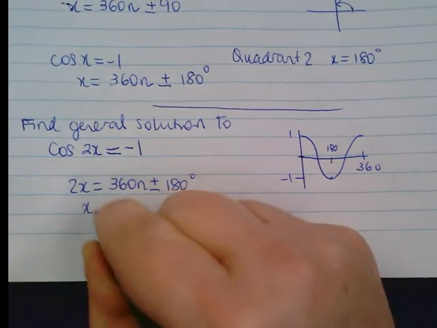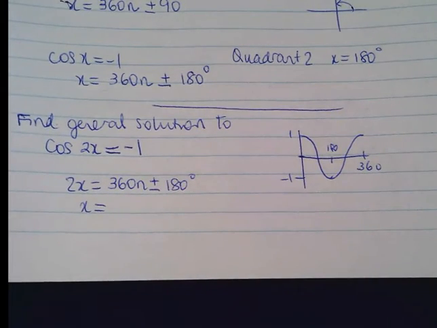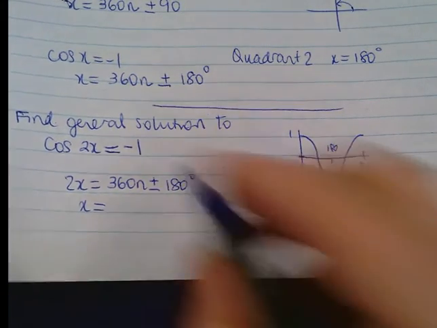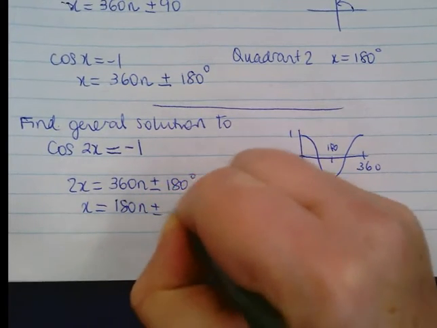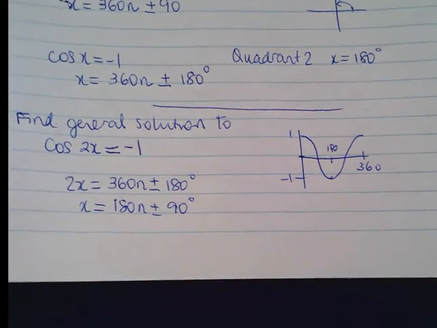Now what do I do? x is? What do we do? Divide by 2. 180n plus or minus 90. Okay?